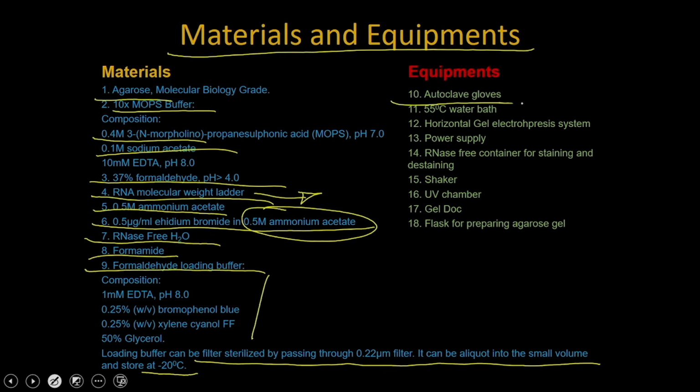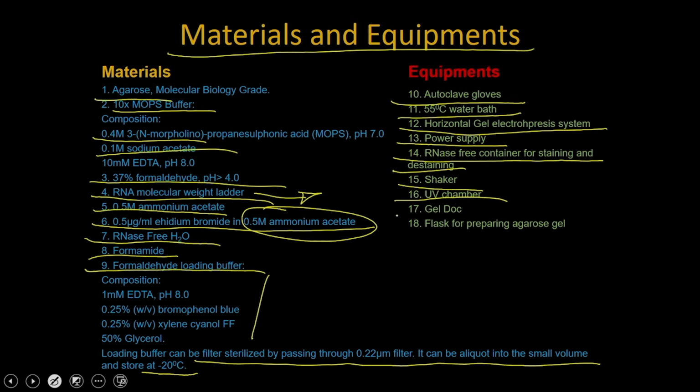What else do you require? You require autoclaved gloves, a water bath, a horizontal gel electrophoresis system, and a power supply. Then you require a container where you can store RNase free staining and destaining gels, shakers, UV chambers, a gel doc, and a flask for preparing the agarose gel.